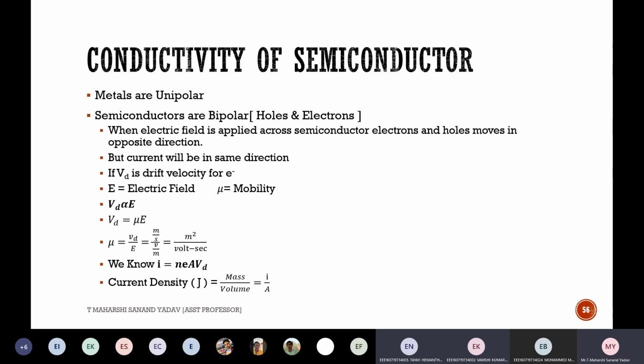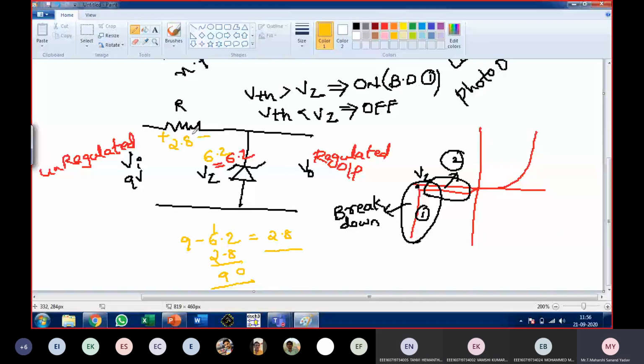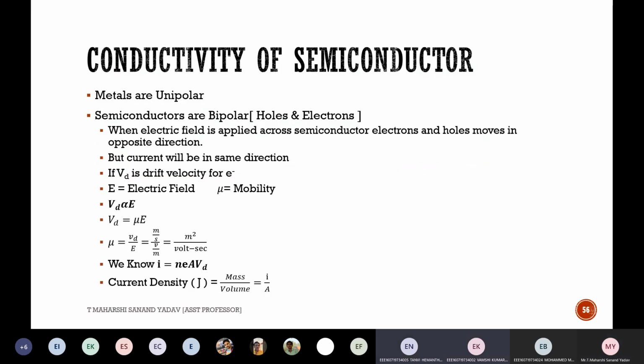2.8 appears across this resistor. 2.8, so whatever may be the input. Suppose what I'm doing next, I'm trying to increase the voltage to 10, next to 11. So I am increasing the input voltage Vi. What will happen to the current? Will it increase or decrease? Yes, if I'm increasing the input, obviously the current is increasing.